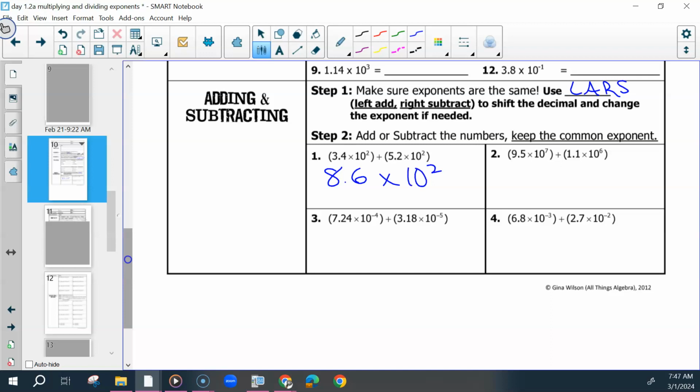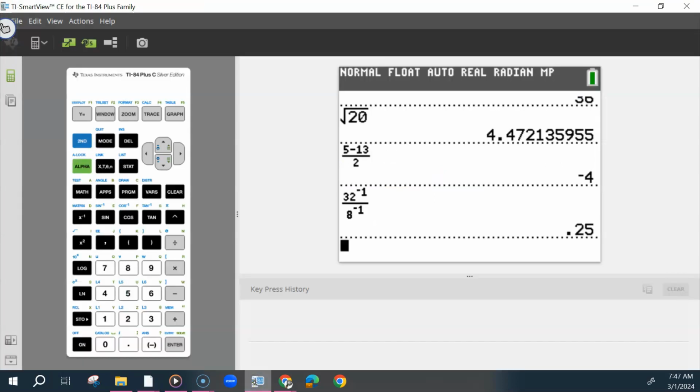You could also put this in your calculator. I'll do that really quickly. So what if it happens different? Yes. Say that one more time. Like what if the exponent is not the same? We're going to do an example like that.